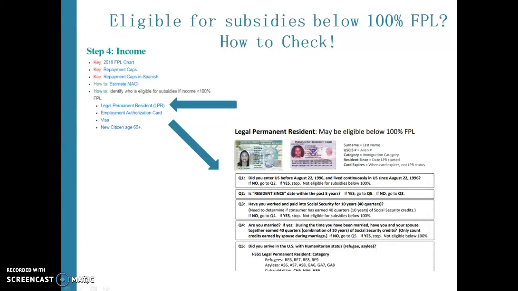Are you married? Okay, so if this consumer was married, we would need to consider the length of time that they'd been married and whether them and their spouse had earned their 40 quarters together.